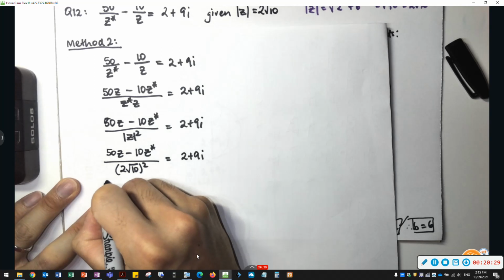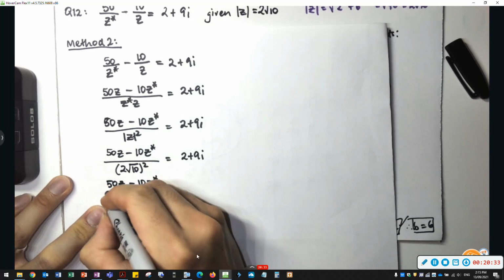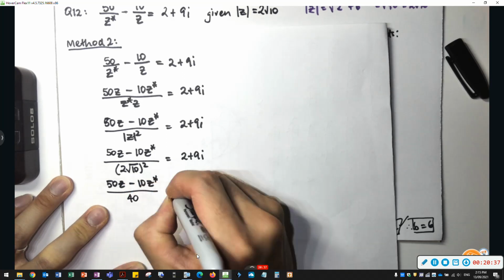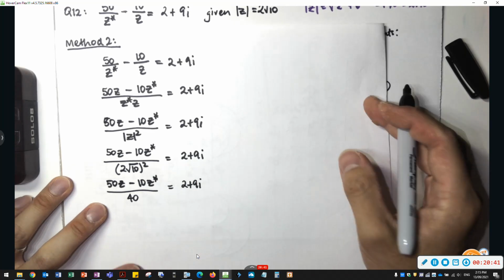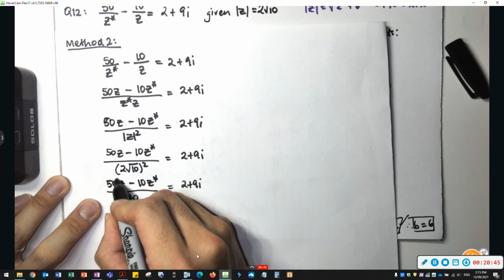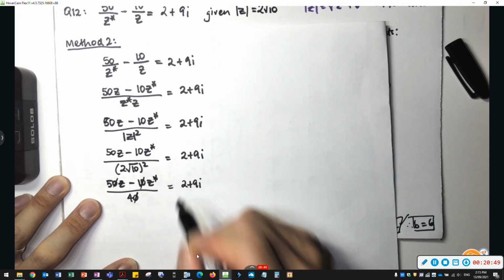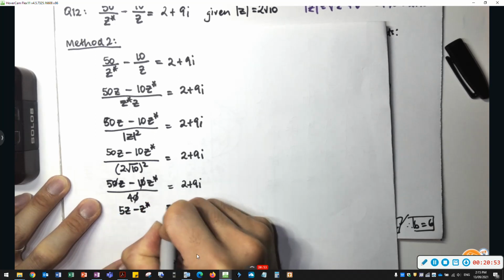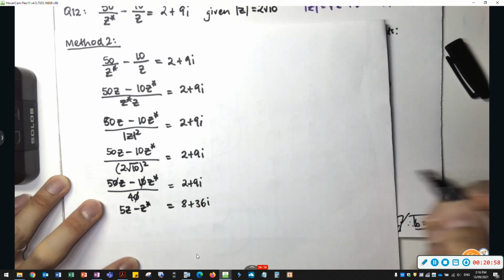I'm going to get 4 times 10, 40. I'm going to bring that 40 to the right hand side. Actually, kill off all the zeros. So I'll multiply that by 4. So I've got 5z minus z star is 8 plus 36i.